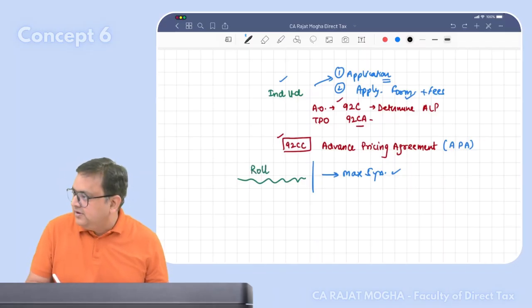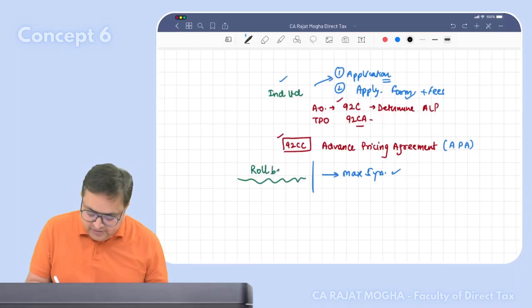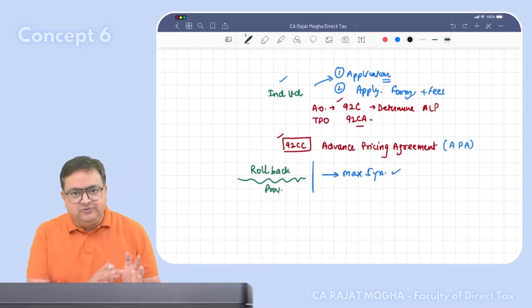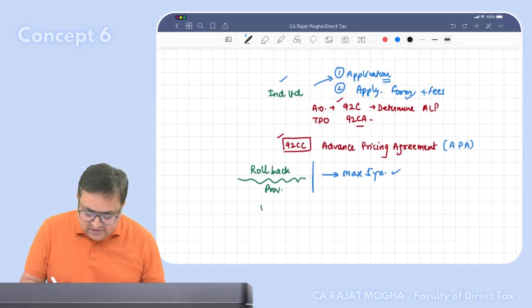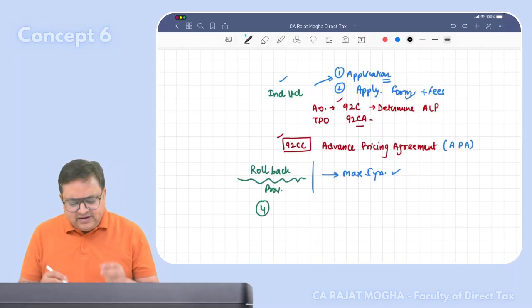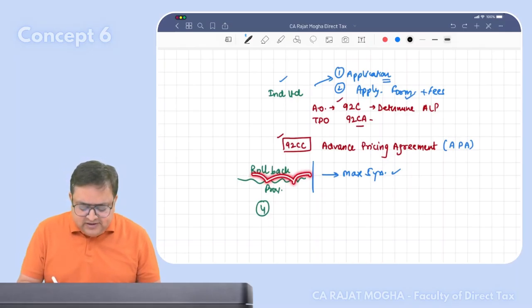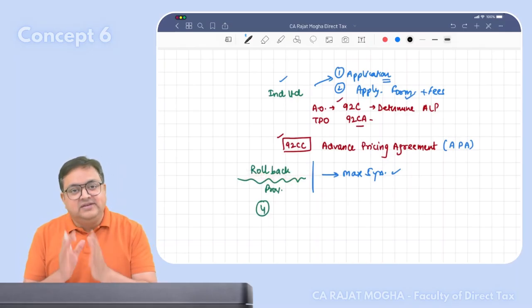It is known as rollback provision. You can go for the last years also. So for how many years can you actually go for rollback provisions? It is, guys, 4 years. Sir, can I go for 2 years, 3 years, 4 years also? No, it is exactly 4 years.